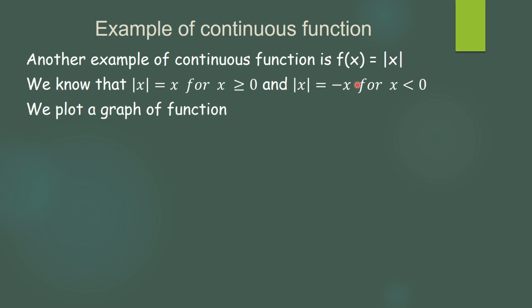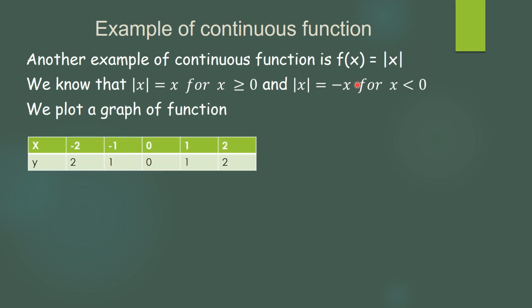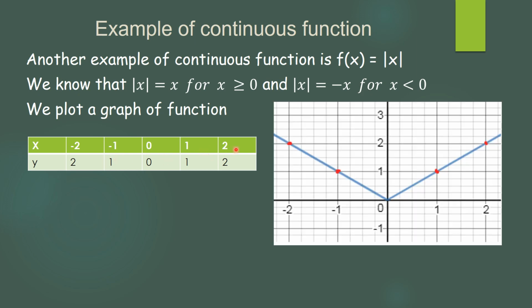Now again we'll try to plot the graph of this function. For that we'll take different values. We'll take 2 negative, 2 positive and 1 zero. So we have taken minus 2. Naturally the modulus of minus 2 is 2. Modulus of minus 1 is 1. Modulus of 0 is 0, of 1 is 1, of 2 is 2. So we have got these points. Now we'll plot these points.